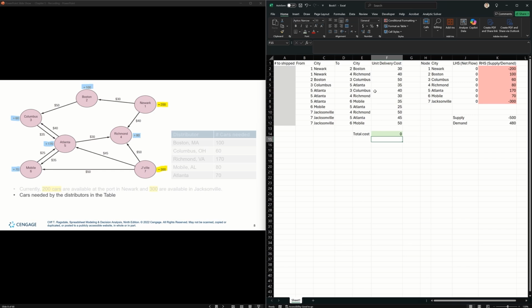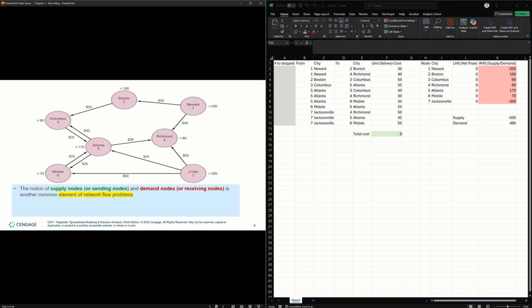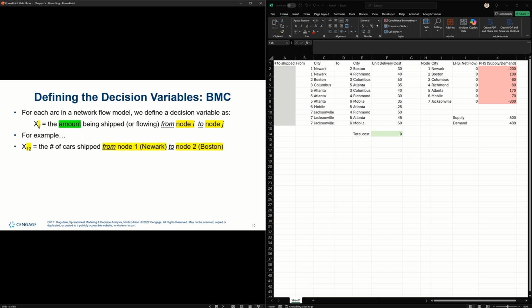Now here is the trick. I just want to talk about this before I get to how to do this using Excel, which is what matters. From a modeling perspective, we use X_ij, and we did that before. I is the origin and J is the destination. So from node I to node J, basically. So that's the number of cars to be shipped or flowing from 1 to 2, right?